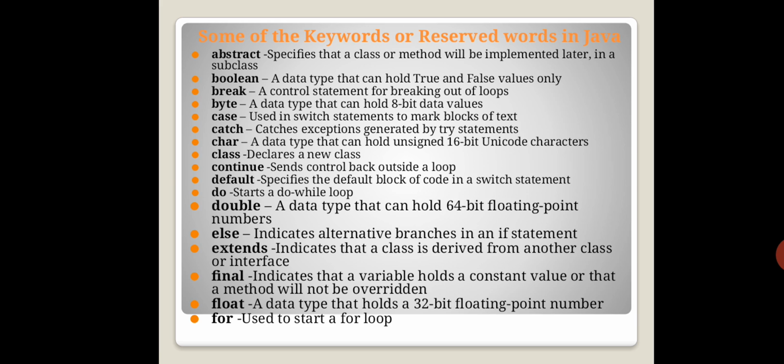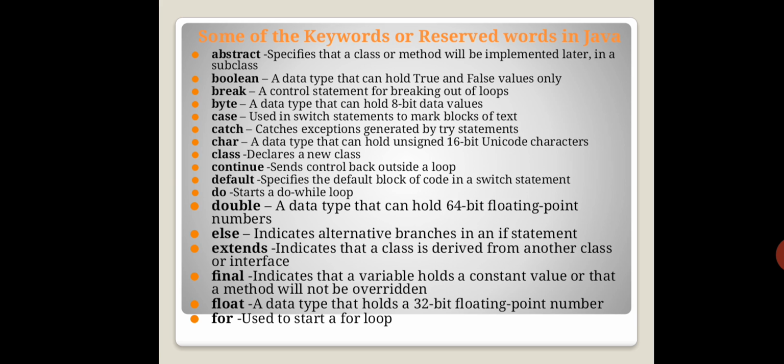The first one is abstract. It specifies that a class or method will be implemented later in a subclass. In C++ also you would have done some abstract classes, isn't it? For future purposes, you will be creating the classes. The next one is Boolean. Boolean is a data type that can hold true and false values only. In C or C++ you would have used the keyword bool to store a logical value, either true or false.